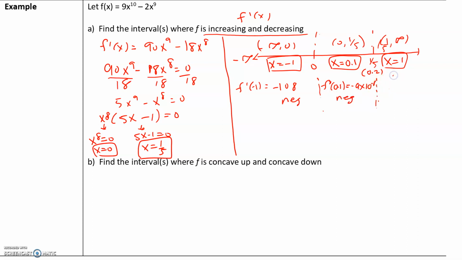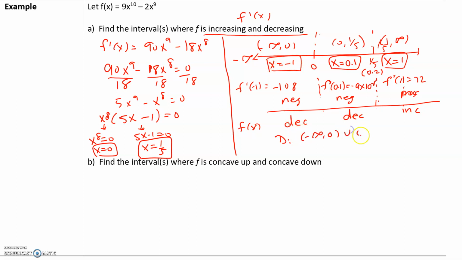And then x equals 1. It just gave me 72. So this is going to be positive. So negative means the function f of x here is going to be decreasing. Here it's going to be decreasing. And here it's going to be increasing. So it's going to be decreasing on the intervals negative infinity, comma 0, and also from 0 to 1/5. And it's going to be increasing on the interval 1/5, comma infinity. We can check that later on.